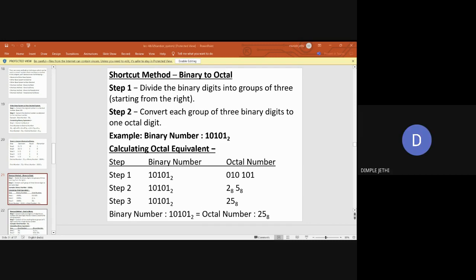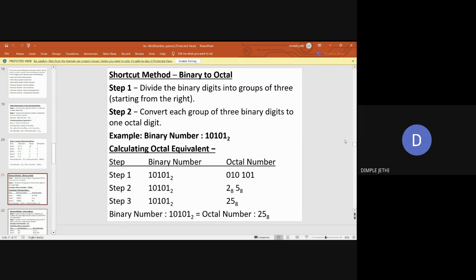Yes, sorry guys. I had a call. So what I was saying, I was telling you the shortcut, how to convert from binary to octal. Yesterday we were doing how to convert from non-decimal number, binary, octal, and hexa to decimal, and from decimal to binary, octal, and hexa. Today I'm telling you how to convert from one non-decimal number system to another non-decimal system.